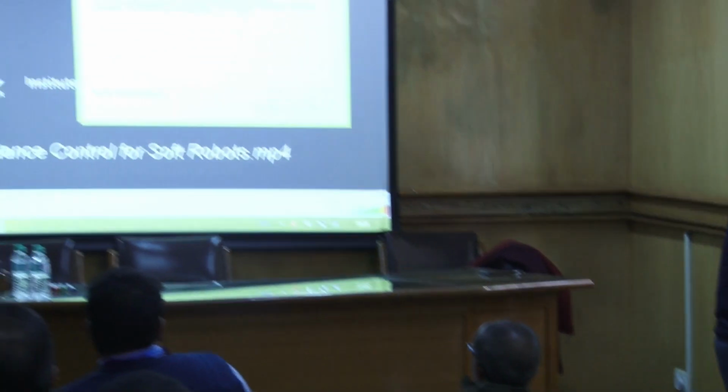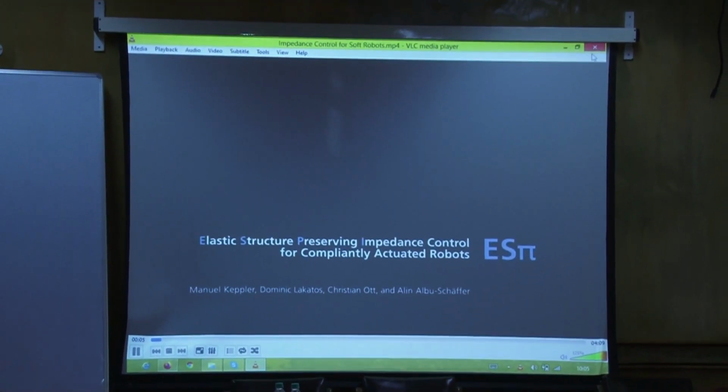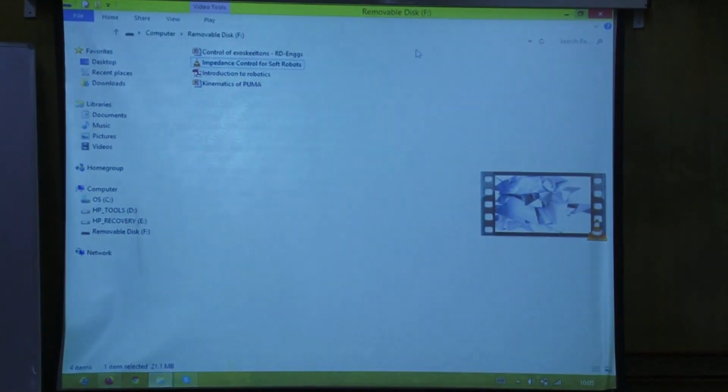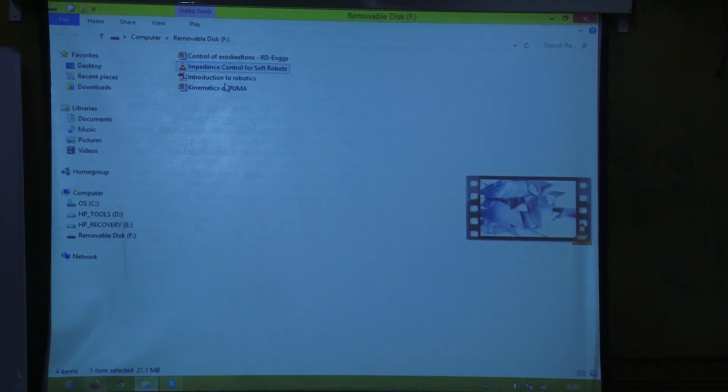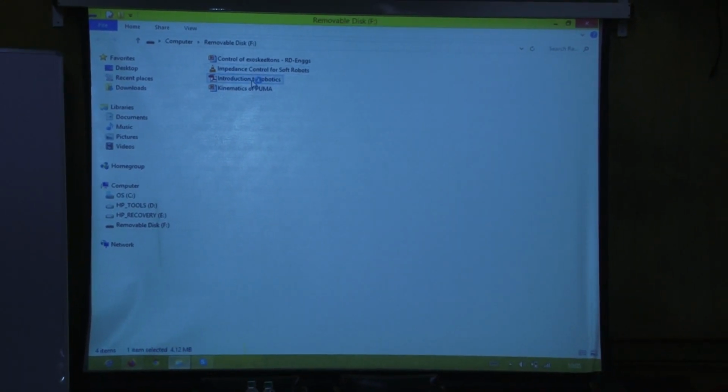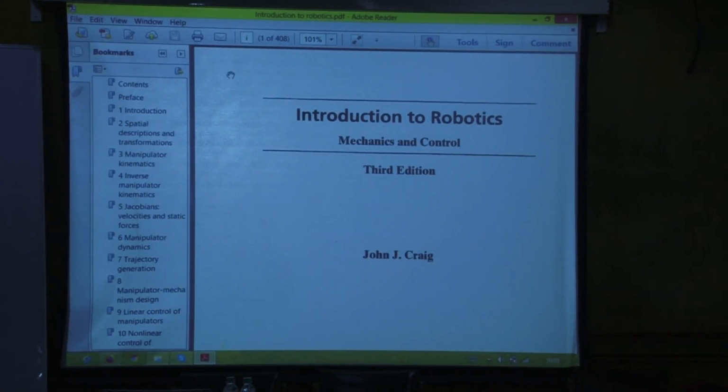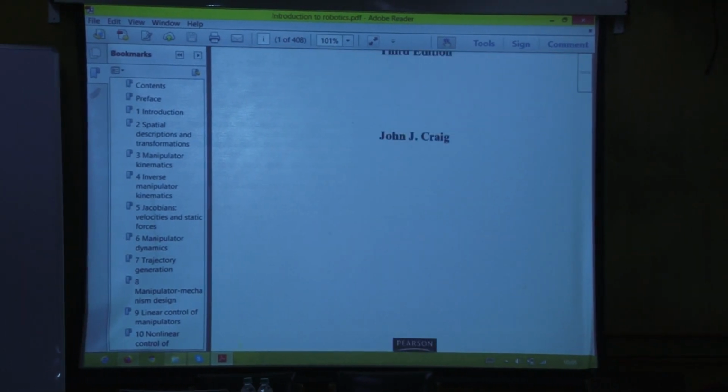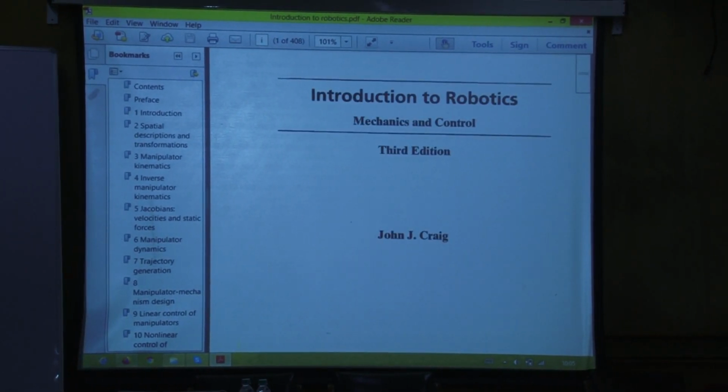So the textbook, a copy of the textbook. Have you got the textbook? The hard copy will be given to you. They are supposed to give it today. So the soft copy is here. It is Introduction to Robotics by Craig. I'll leave the soft copy here, so if you want a copy of that, just copy it and take it.